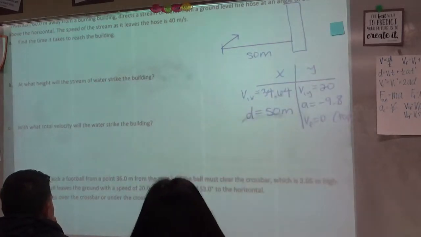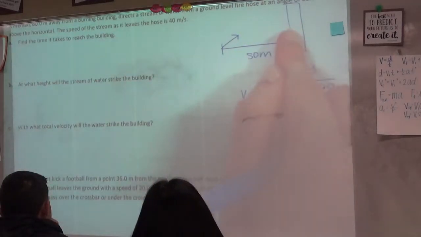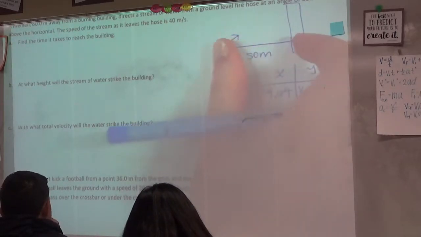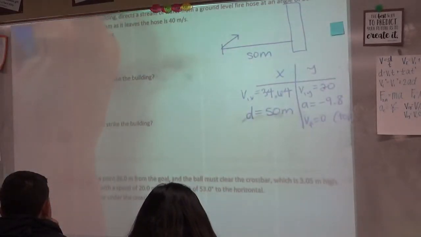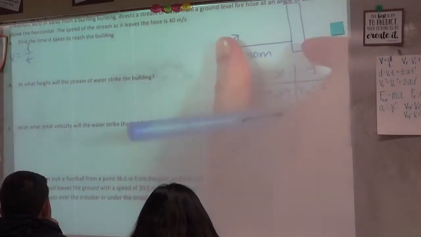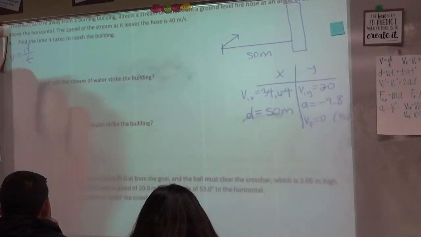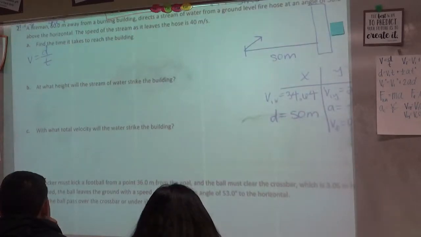Now, I could use x equation to find time, or I could use y equation to find time, but only one of those is correct. Which one do I have to use here? Why do I have to use the x one? Yes. I want the time specifically to reach the building. Do I want the time to go to the top? No, I want the time it takes to reach the building that is 50 meters away. So you have to use the v equals d over t. You've got to use that 50 meters because that's where the building is, not at the top or at the very, very end. So plug in, find time, careful with your algebra here, actually write out your work.